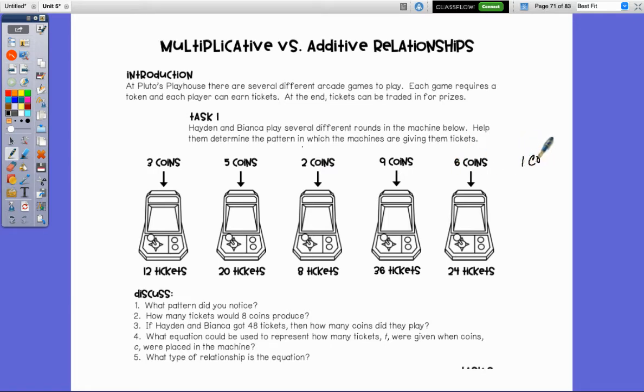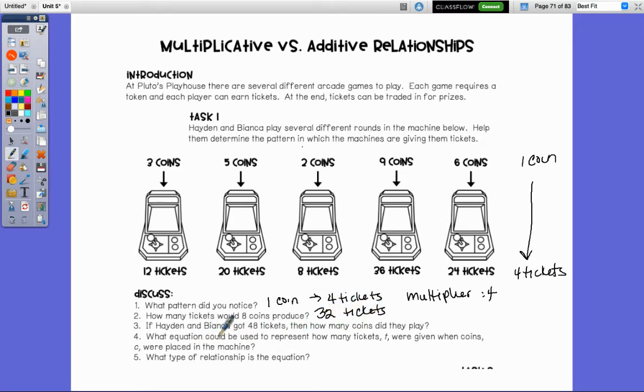But what would the unit rate be for 1 coin? How many tickets would I get? 4 tickets, right? So 1 coin to 4 tickets, and our multiplier would be 4. So how many tickets would 8 coins produce? Well, 8 times 4 is 32 tickets.